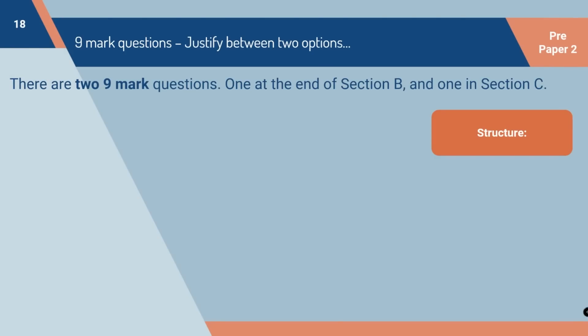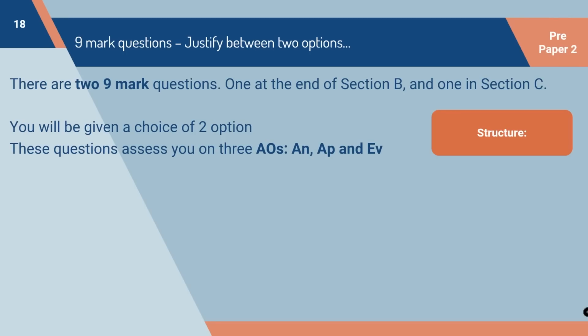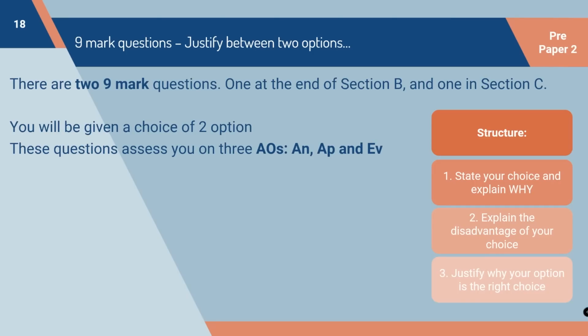9 markers. There are 2 of these as well. 1 at the end of section B, and 1 in the middle of section C, sorry. You get a choice of 2 options. You have to look at analysis, application, and evaluation.